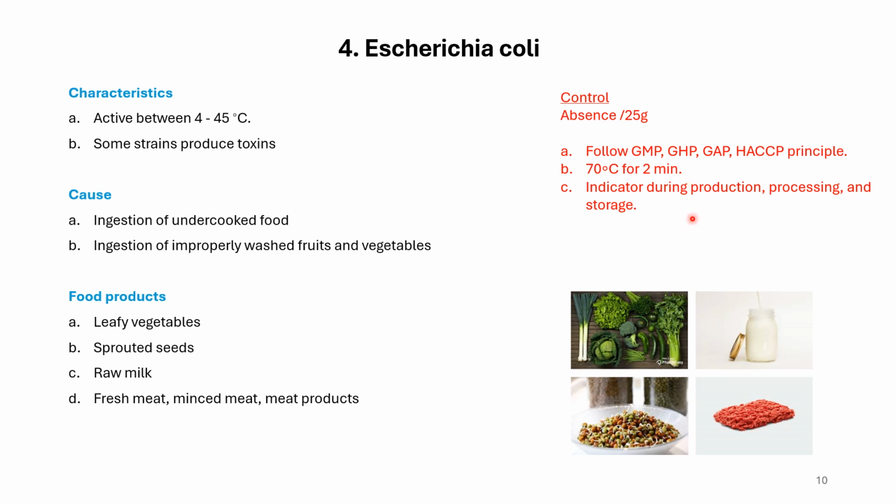Some of the food products that are associated include leafy vegetables because they are grown at a low level in the ground, raw milk, sprouted seeds, and then you have minced meat, fresh meat, or meat products.